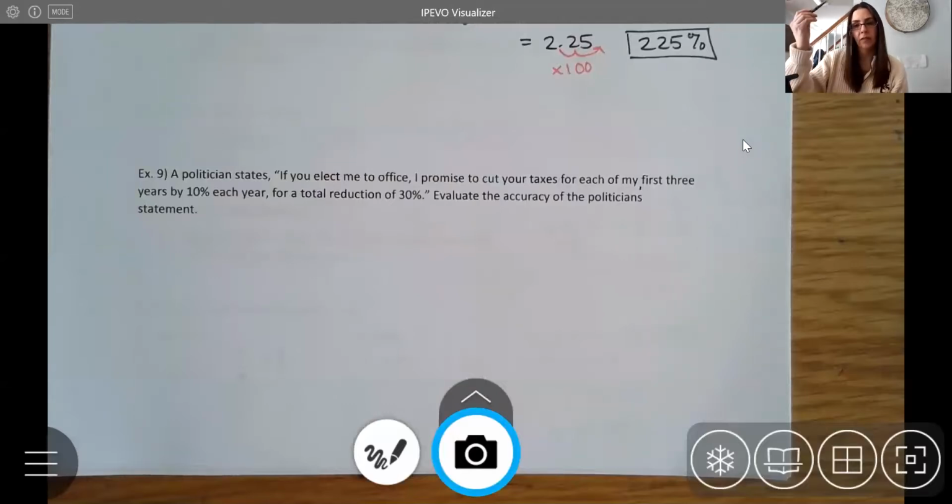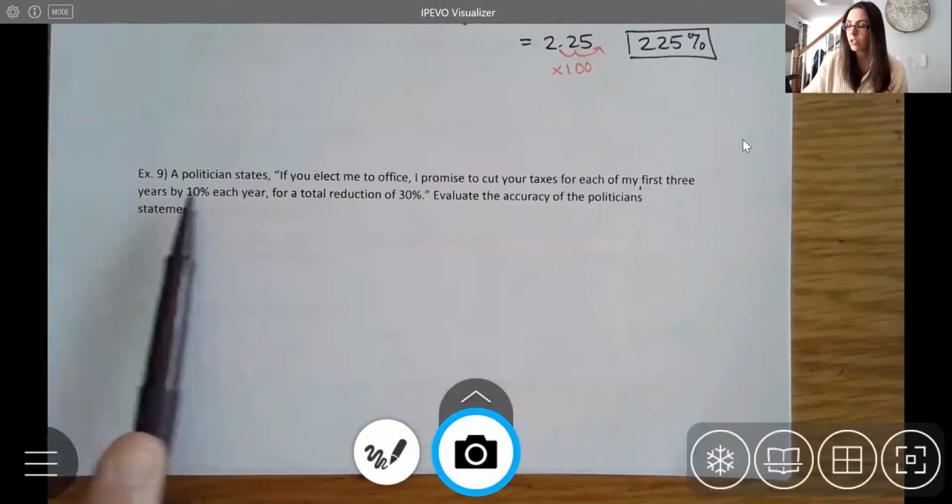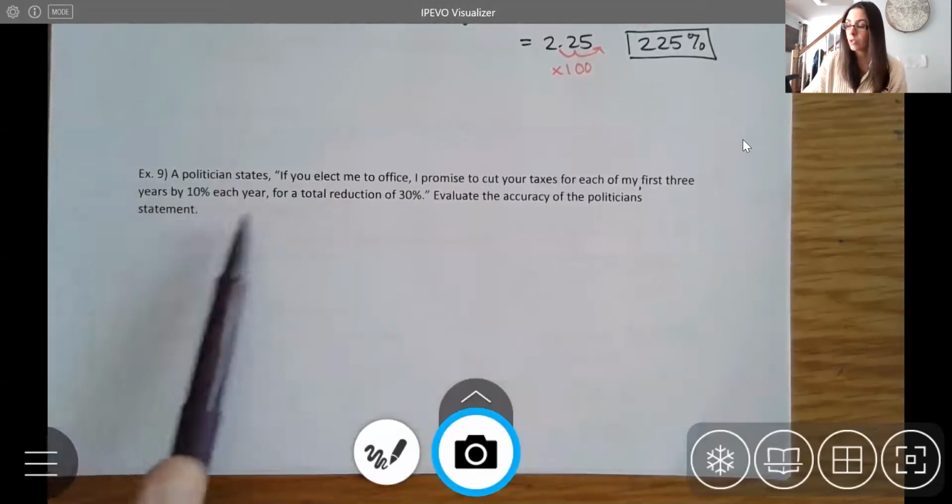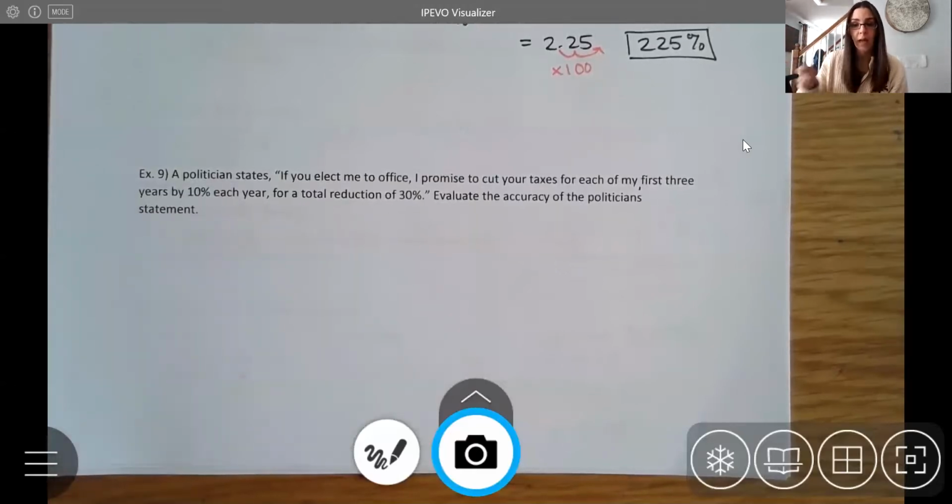So when you have these kind of escalating discounts or these changes, so this is a discount, right? Because we're reducing taxes, so we're discounting. So when you have these discounts that occur one after the other, it's not as simple as just adding all the percentages up. You actually do one discount at a time and see what happens.